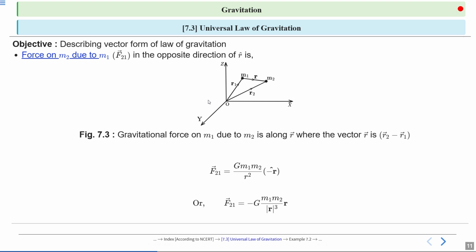Or we can say the expression for gravitational force F21 is equal to minus G M1 M2 divided by mod of R cube into R, which is the displacement vector from M1 to M2, and the magnitude of the force is scaled by the cube of the distance, mod of R cube, ensuring the directionality is maintained. This equation is essential for understanding gravitational interaction in vector terms.